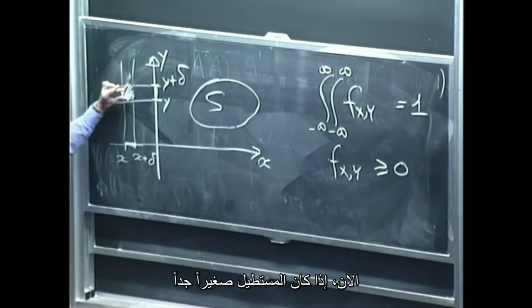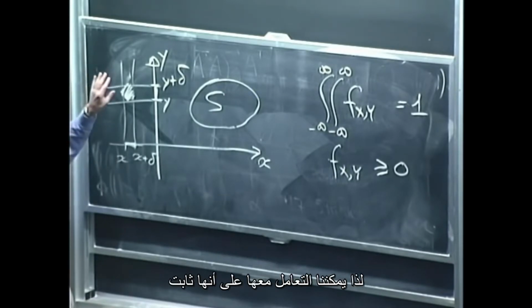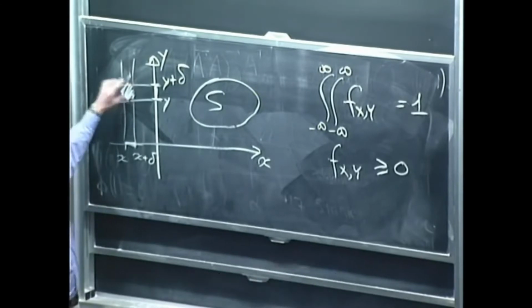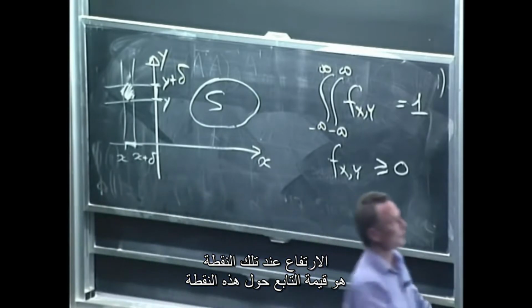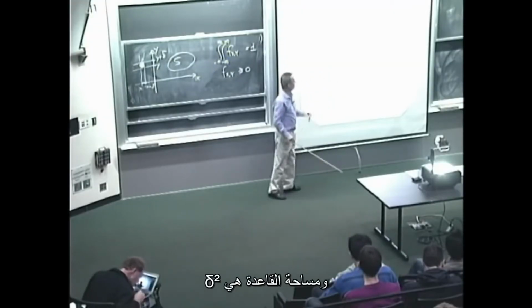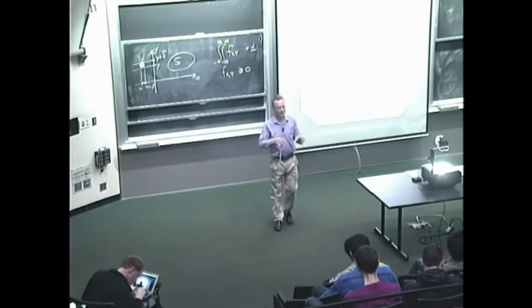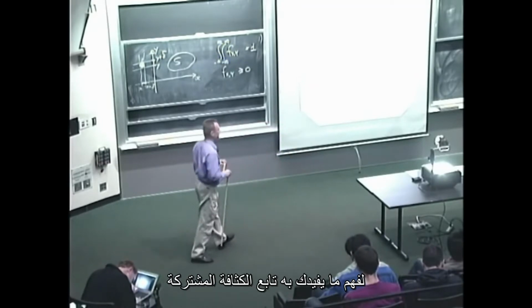Now, if the rectangle is very small, the joint density is not going to change very much in that neighborhood, so we can treat it as a constant. So the volume is going to be the height times the area of the base. The height at that point is whatever the function happens to be around that point, and the area of the base is delta squared. So this is the intuitive way to understand what a joint density function really tells you.